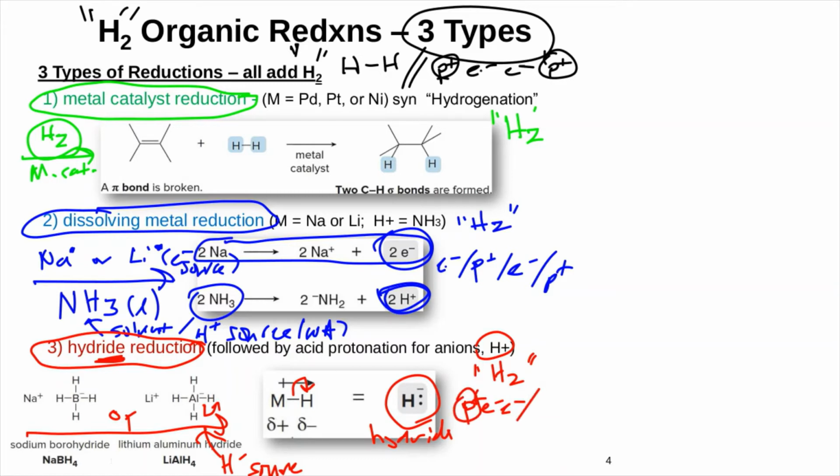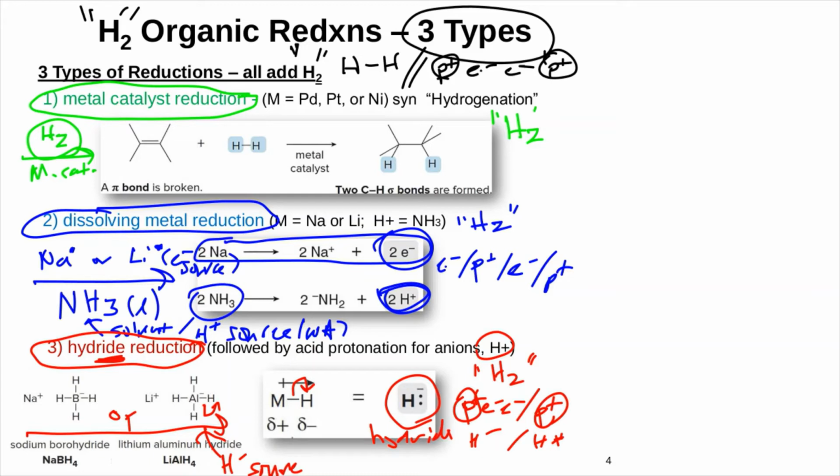And then we're also going to add a proton. So overall, if you add up the protons and electrons, we're adding H-, H+, to a molecule, and that's how we're going to add hydrogen. So there's 3 ways to "quote unquote" reduce the compound with hydrogen.